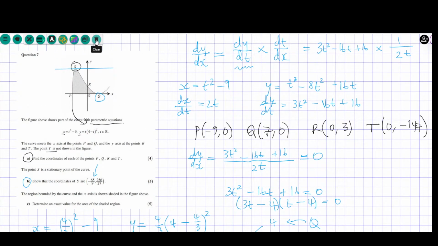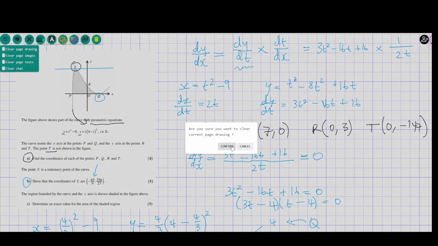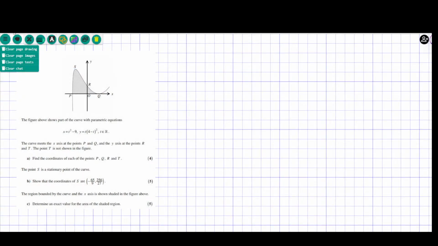Can we just clear everything? Are we going to lose everything? I've got it written down at least up to this point. So I'm going to clear the drawings. Yes. Okay, let's start again for space. It's always nice to stay neat. All right, here we go.